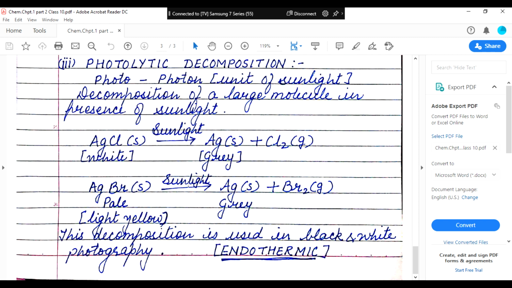In decomposition reactions, we have observed that some kind of energy is utilized. Such kind of reactions in which energy is utilized are called endothermic reactions. Endo means in, therm means heat or any kind of energy. So the chemical reactions which utilize energy are called endothermic reactions.